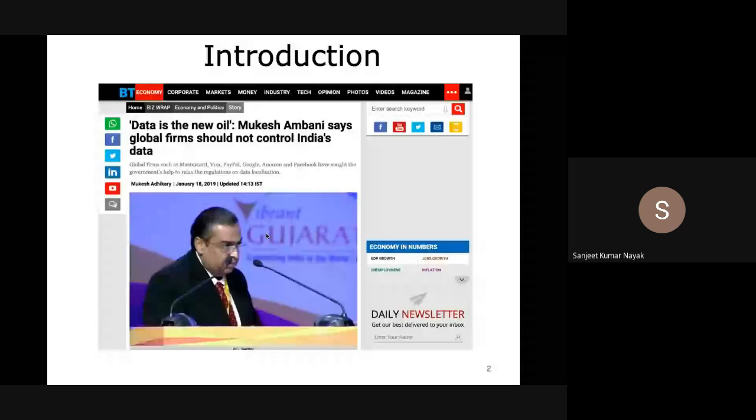Okay, so let's start. I would like to start my talk with this very important statement given by Mukesh Ambani ji in 2019. He said that data is the new oil. What is the meaning of this? Data is the new oil. In the last decade, those countries that had oil were rich countries, because without oil you cannot do any transportation, and without transportation, the economy will come to a standstill.